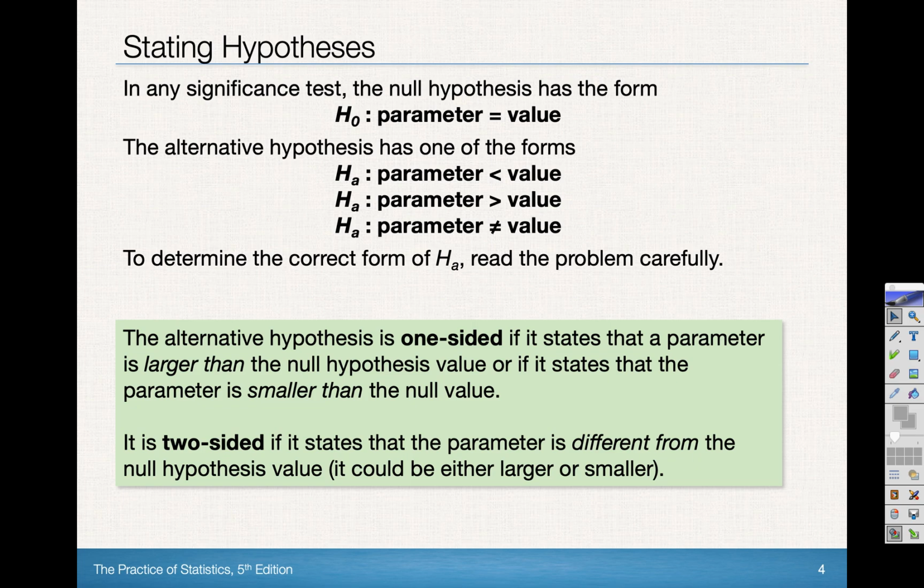A two-sided test is just looking at the difference, meaning is the parameter different than your null hypothesis? So, for example, if I said I can shoot and make 80% of my free throws, and you guys just said, no, Mr. Walsh, you can't. You didn't care if I was better or worse. That would be a two-sided hypothesis where your alternative would be a not equal symbol. Okay, so it could be one-sided or two-sided for the alternative hypothesis.